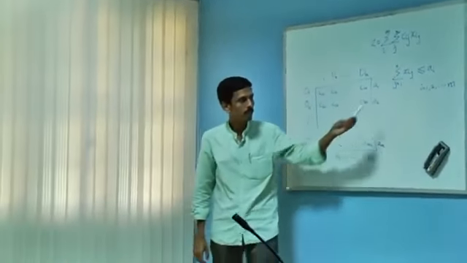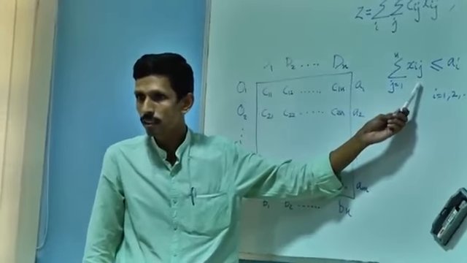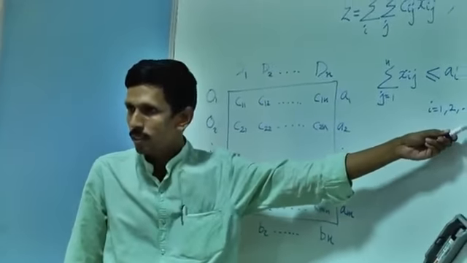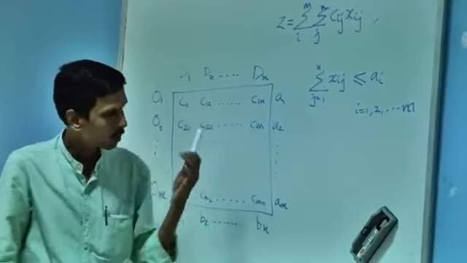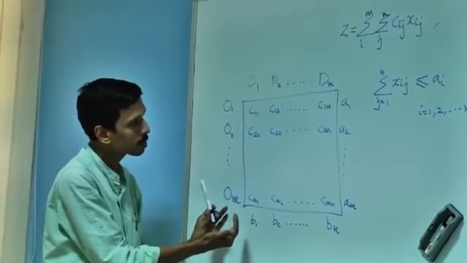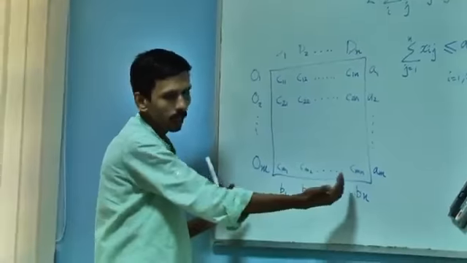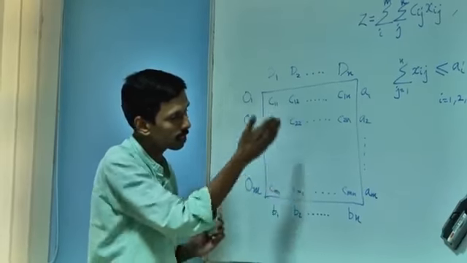This is the first set of constraints. How many constraints are here? M constraints are here, right? Now you can make the second argument, that is the requirement at each destination should be minimum B1 for the first destination, or generally at the jth destination it should be Bj.